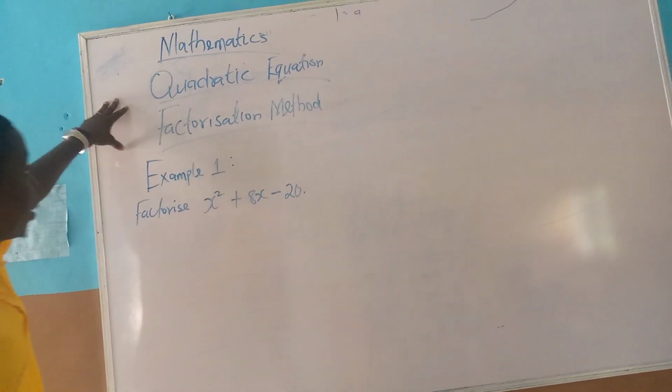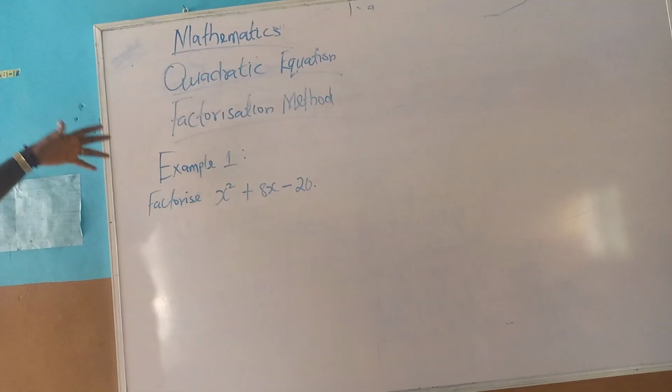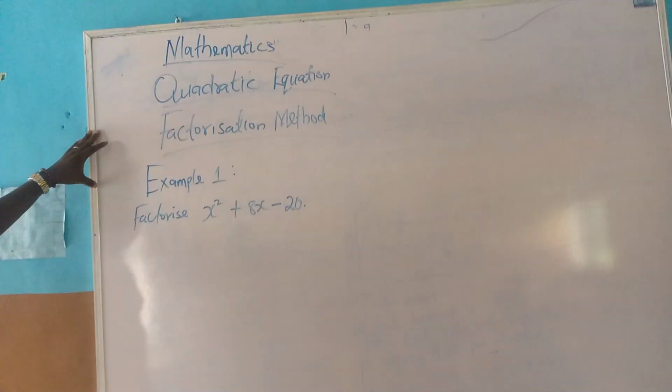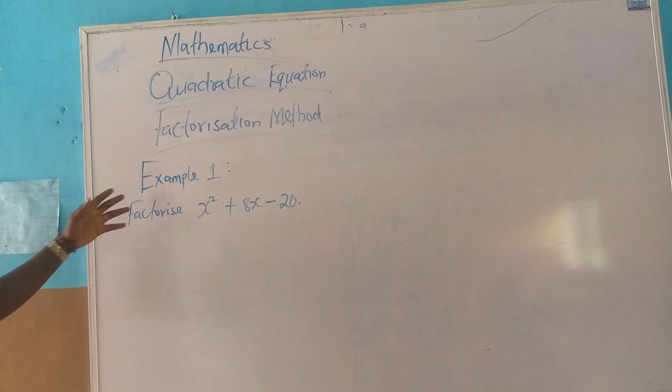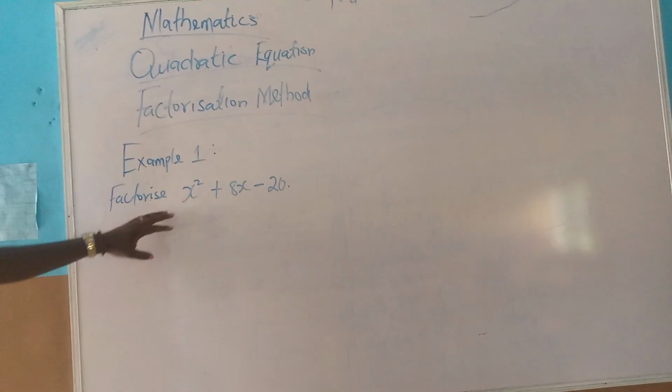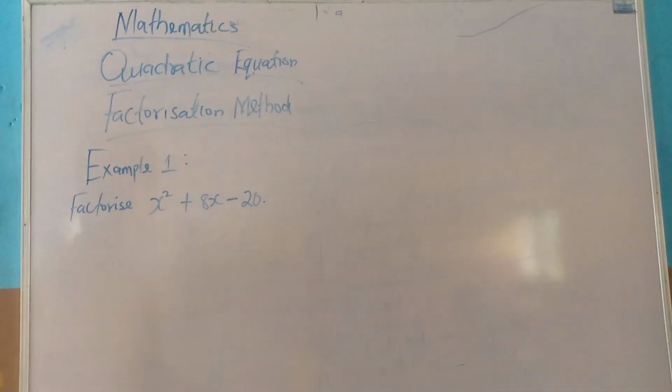Right, today we'll be looking at quadratic equations, and we are starting with the factorization method. Example 1 we are looking at here is: factorize s squared plus 8s minus 20.